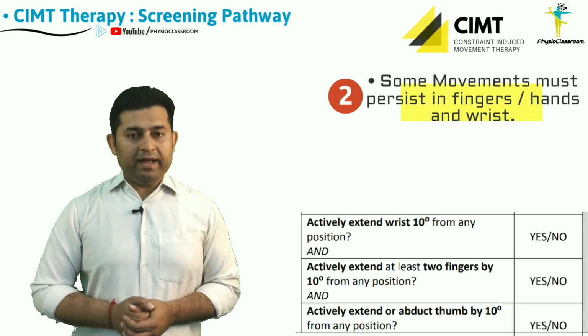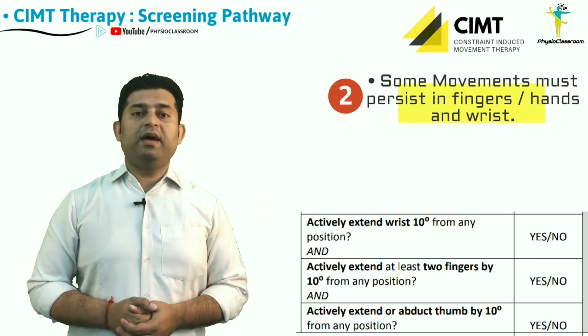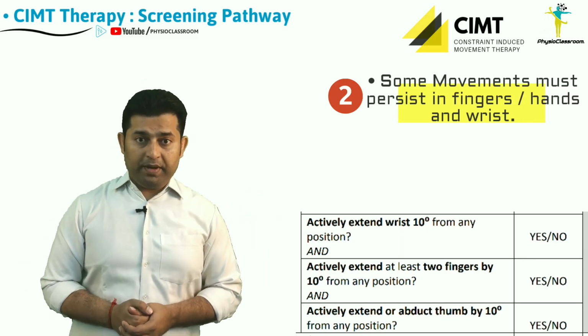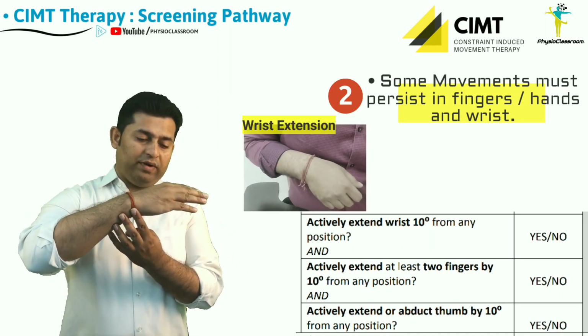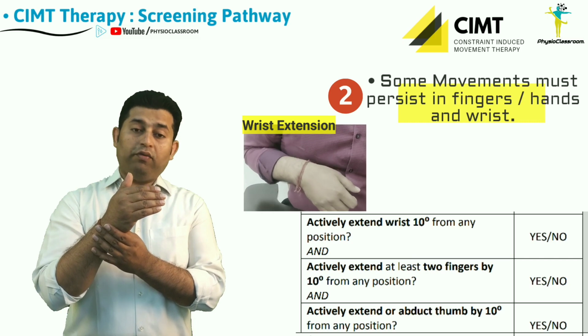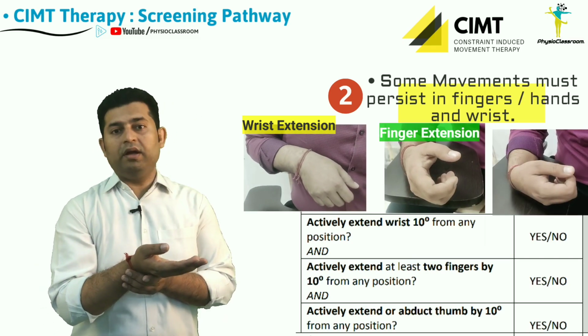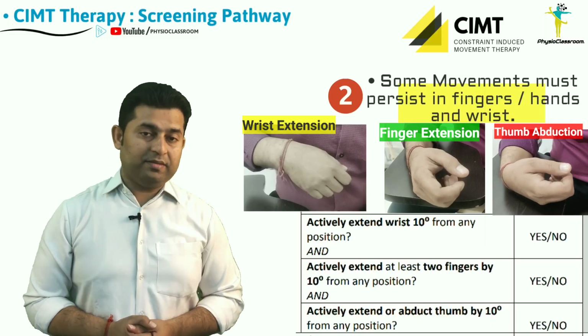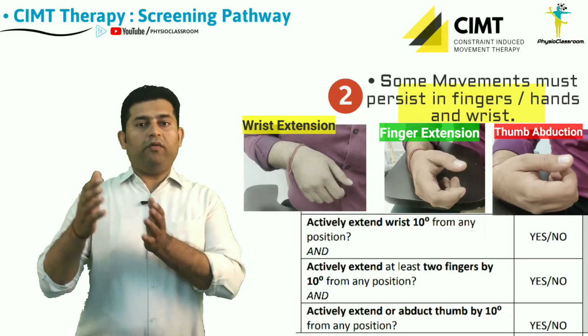Now, CIMT guidelines recommend that on formal assessment by the physiotherapist, the stroke or other neurological patients must demonstrate at least 10 degrees of wrist extension, 10 degrees of finger extension movements, and 10 degrees of thumb abduction or extension movements. Now, this criteria can be easily remembered as the rule of 10.